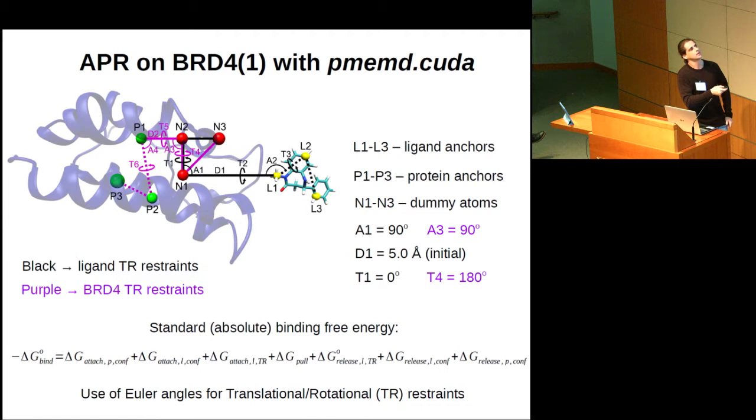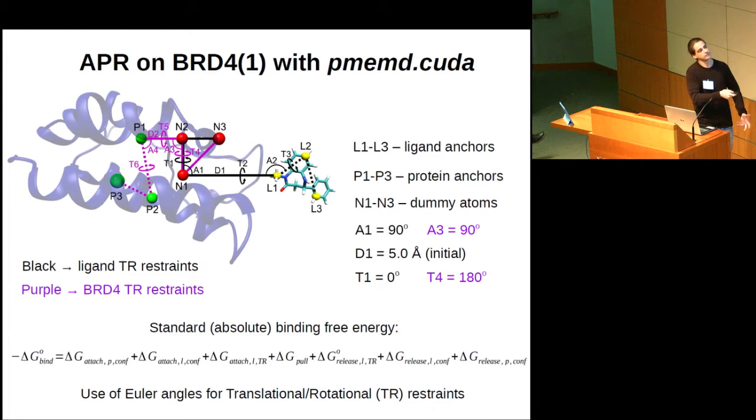We use this to calculate the standard binding free energy of several ligands to this bromodomain, the first bromodomain from the BRD4 protein. Since it's absolute binding free energy, you have to apply restraints. So first, when in the binding site, you attach conformational restraints to the protein, then conformational restraints to the ligand.